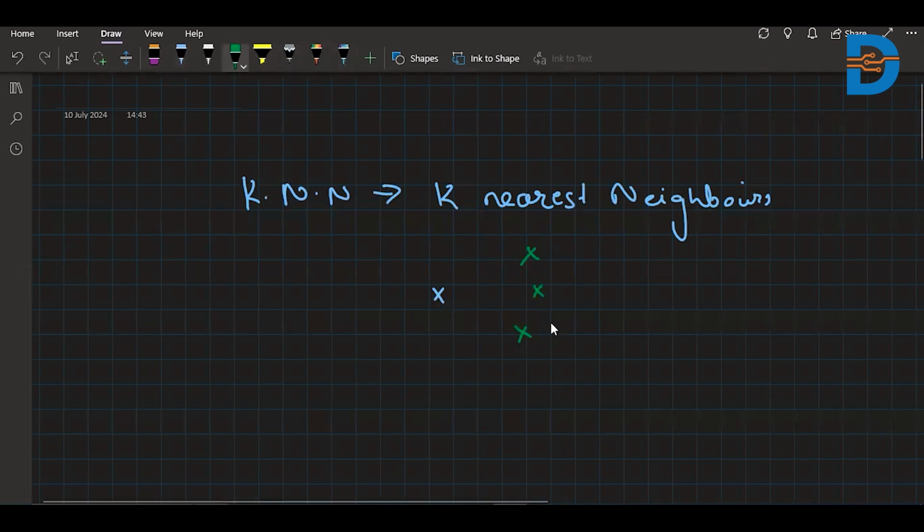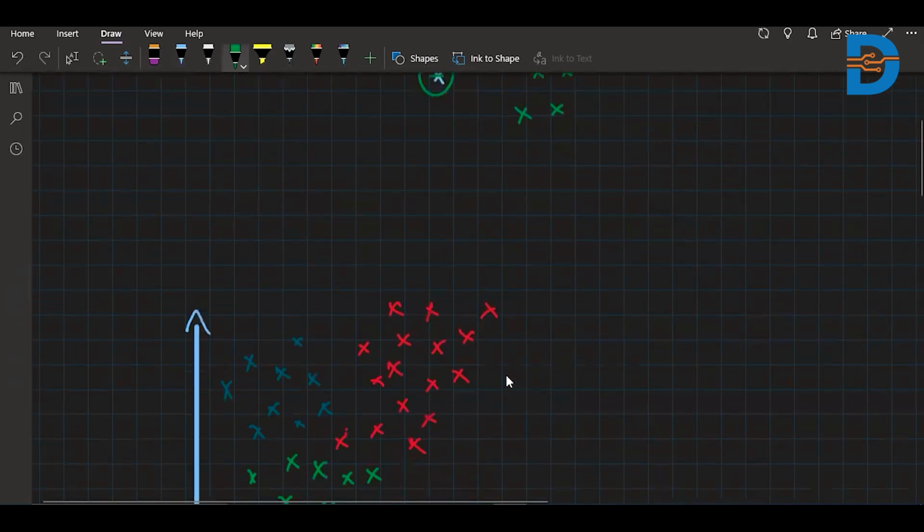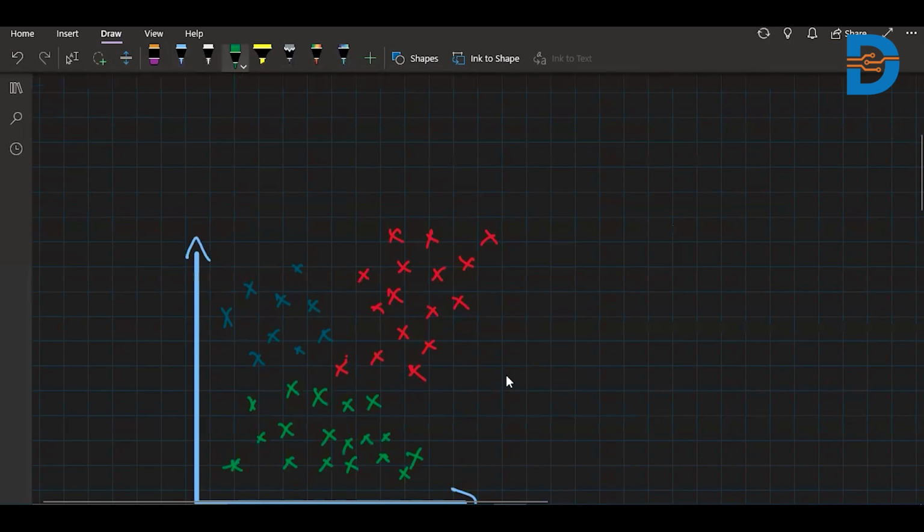It uses the proximity or the distance between the new data points and the existing data points in order to arrive at a conclusion as to what should be the value of this new guy. So let's have a look at how the algorithm works.